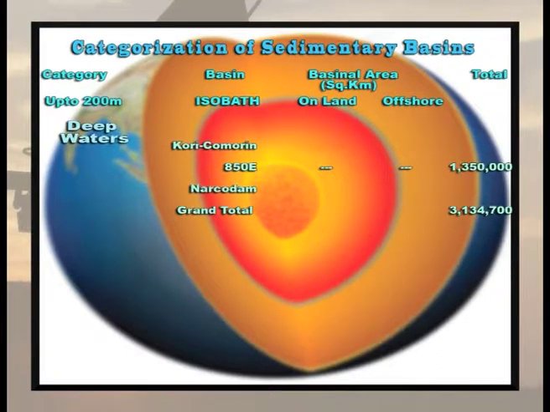Deep waters include Kori Komorin, 85 degree east and Narko Dam, and grand total of which is 31,34,700 square kilometers. Total reserves of the hydrocarbons are estimated by Geological Survey of India at 17 billion tons, of which 75% have been established so far.